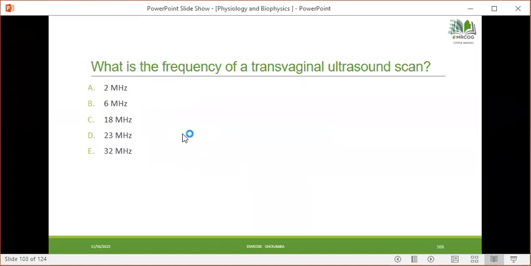This is a very common question. What is the frequency of a transvaginal ultrasound scan? Anyone know? Yes, excellent, excellent. It's about 6 megahertz. Excellent.